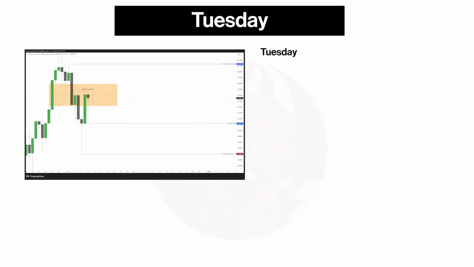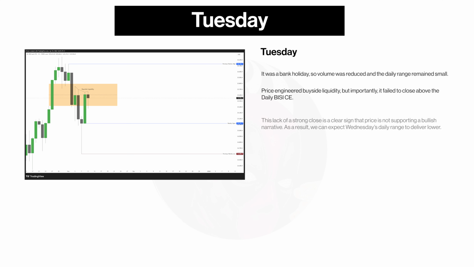Tuesday, it was a banking holiday, so volume was reduced and the daily range remained small. Price engineered buy side liquidity, but importantly failed to close above the C of the daily BC. This lack of a strong close is a clear sign that price is not supporting the bullish narrative. As a result, we can expect Wednesday's daily range to deliver lower.